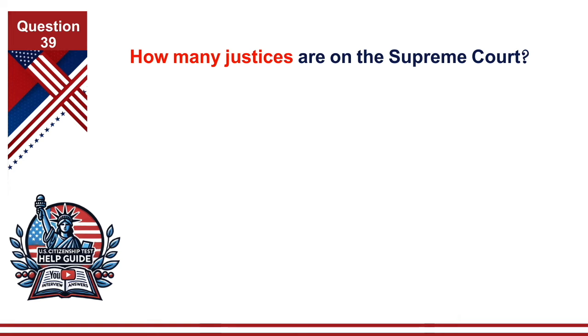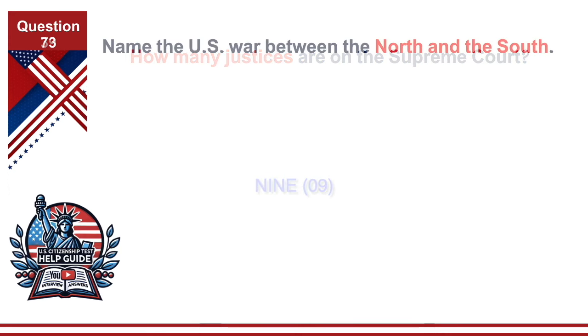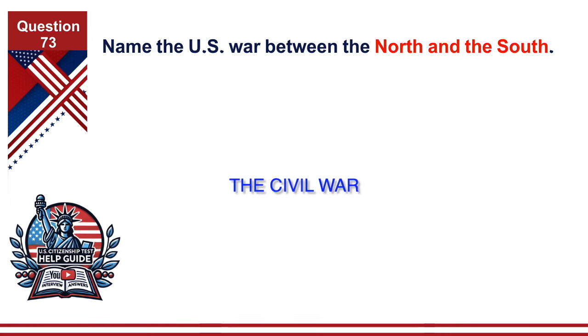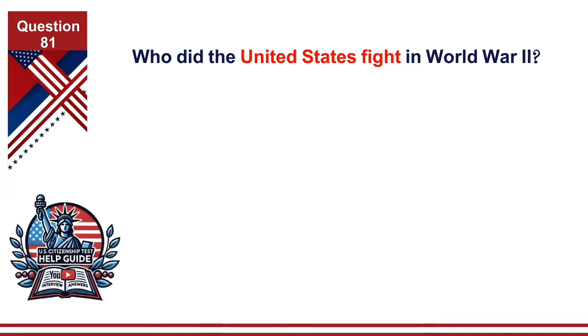How many justices are on the Supreme Court? 9. Name the U.S. war between the North and the South. The Civil War. Who did the United States fight in World War II? Japan, Germany, and Italy.